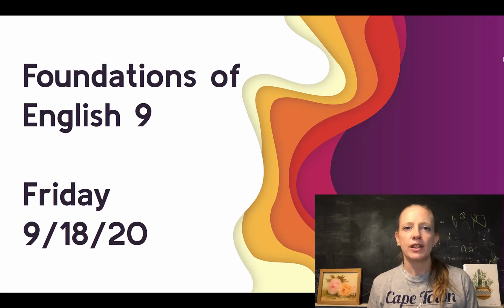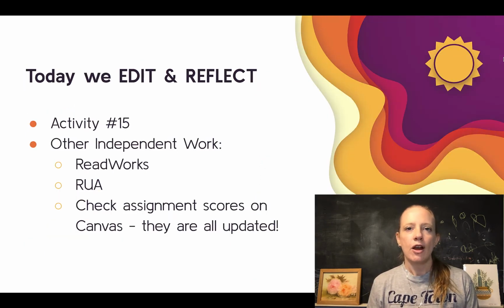Welcome to Foundations of English 9 for Friday, the 18th of September, 2020. Today, our focus is on editing and reflecting on the summary that you've written. We're going to do activity 15, go through it in depth through this video, and then you have your independent work, which is to finish your read works, to do your responsible use agreement, and there will be instructions on that later. And then make sure you're checking in Canvas for your assignment scores.